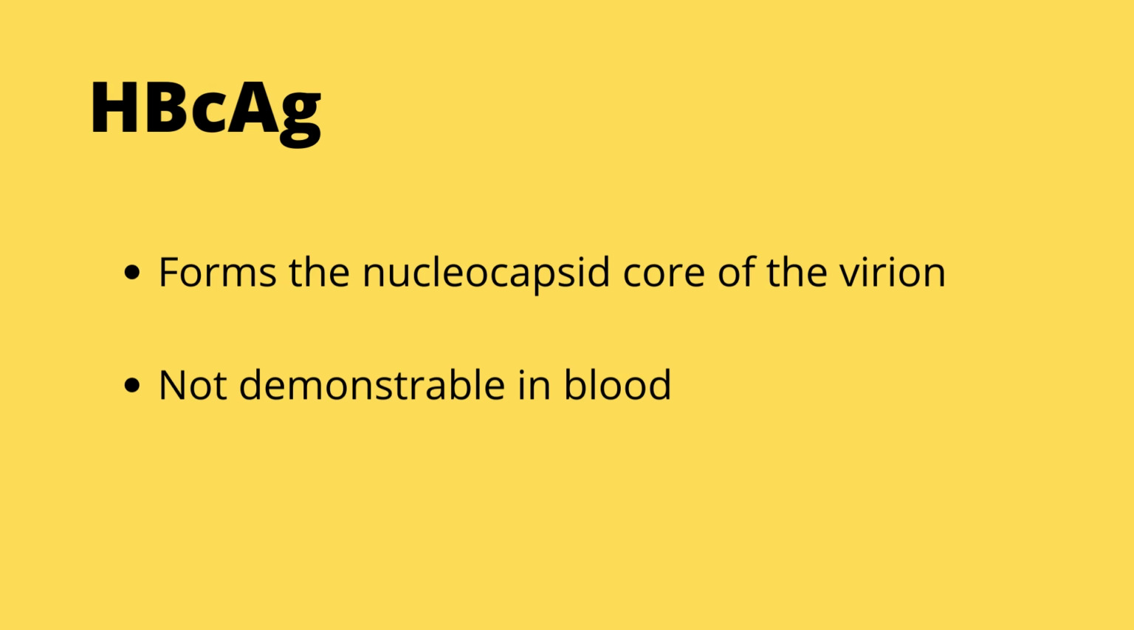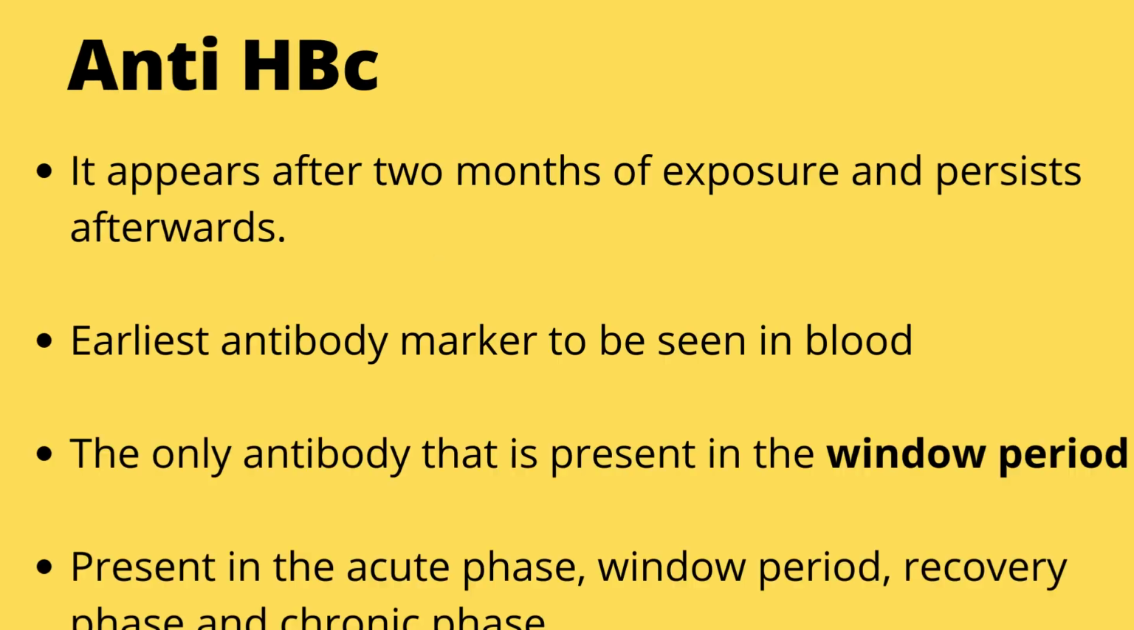Next is core antigen that forms the nucleocapsid core of the virion. It is not demonstrable in the blood. Antibody to core antigen is important, that appears after 2 months of exposure and then persists afterward. It is the earliest antibody marker that is seen in the blood. It is the only antibody that is present in the window period. It is the marker that is present in all the phases, including acute phase, window phase, recovery phase, and the chronic phase.